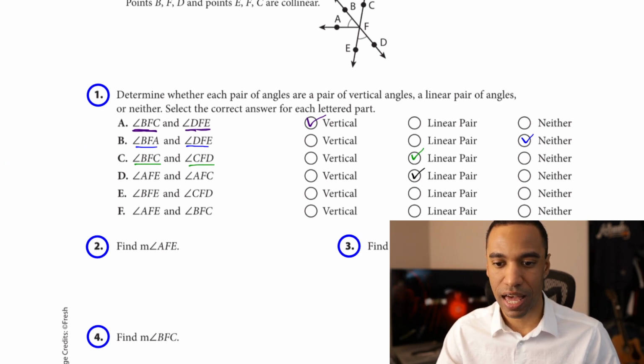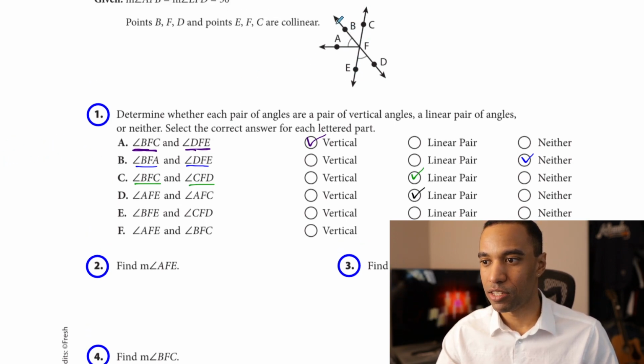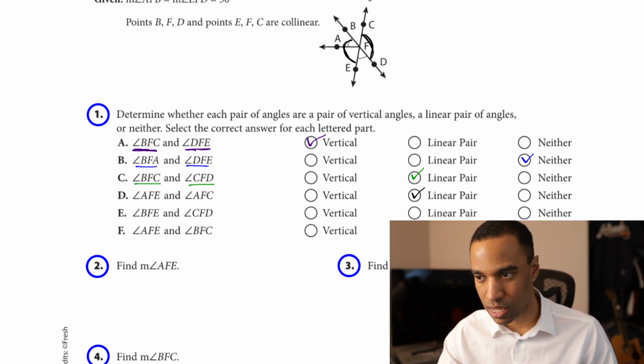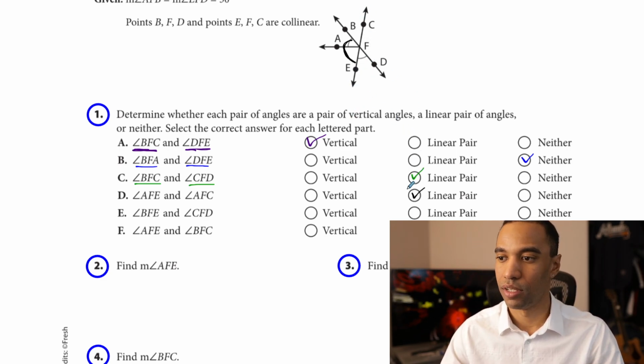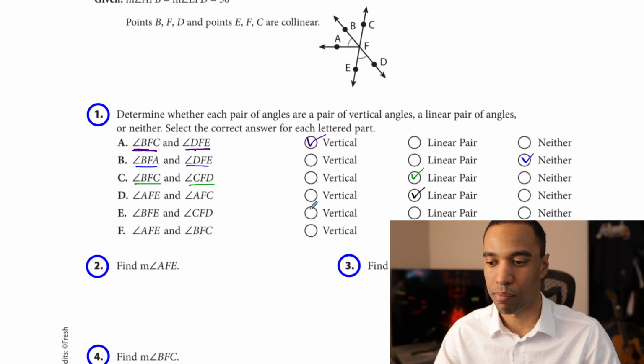All right, part E. BFE and CFD. BFE is this big obtuse angle right here. It looks to be more than 90 at least. And CFD. So that's this whole thing with this whole thing here. Notice how they are formed. They're opposite angles formed by 2 lines, the line BD and the line CE right there. Those are vertical angles.